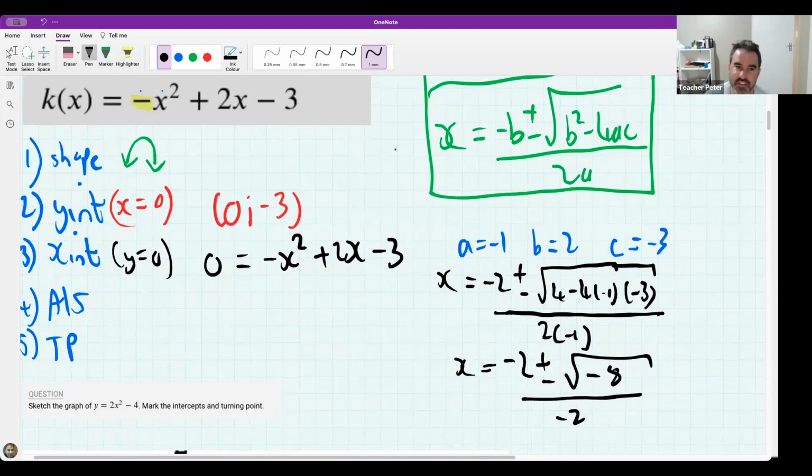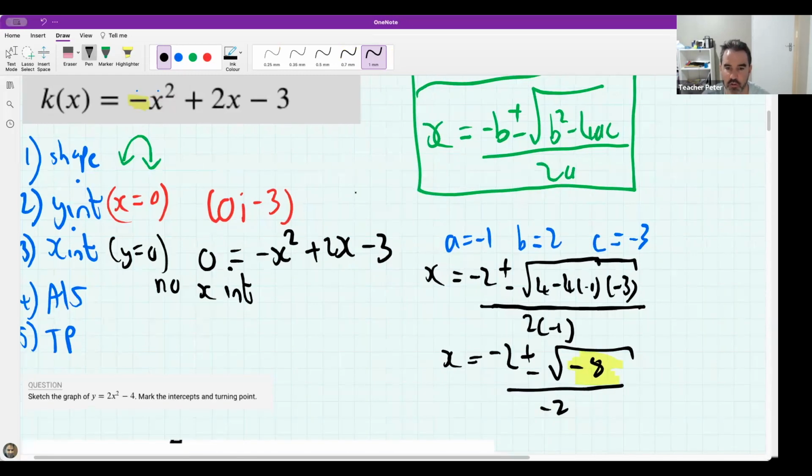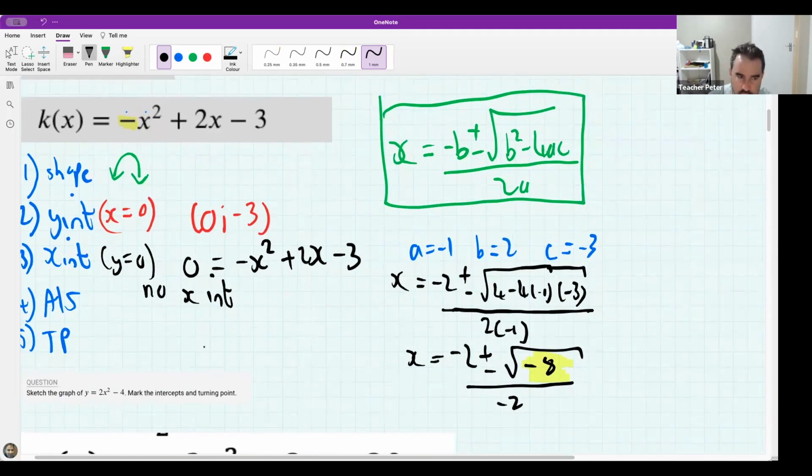Okay, now the good news is it's not actually wrong. What if delta is negative? It means there are non-real roots, which basically means there is no x-intercept. So when delta is negative like this, it means that the graph doesn't cut the x-axis. So it's not that you've made a mistake, it's really telling you the truth. Okay, now I'll show you when I draw the graph why it's the truth.